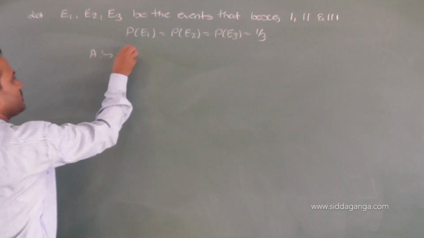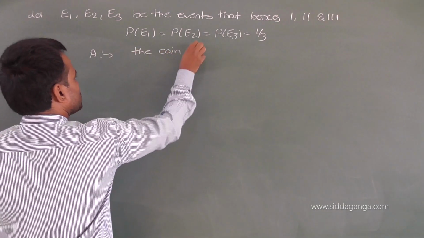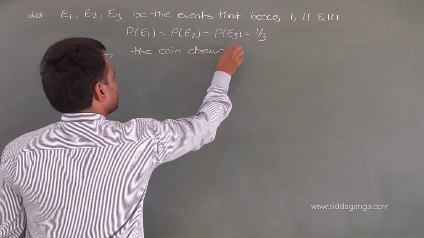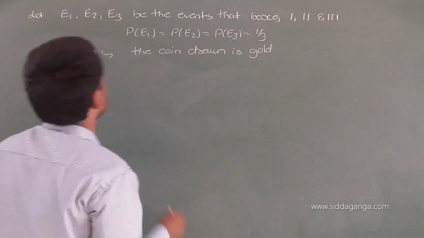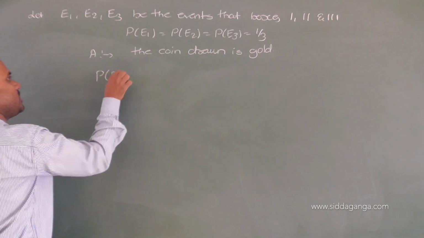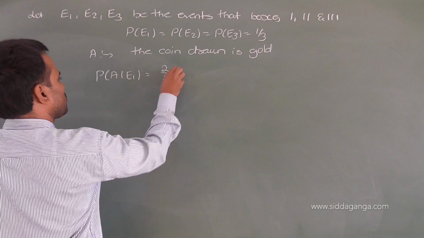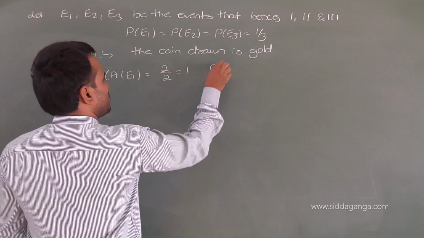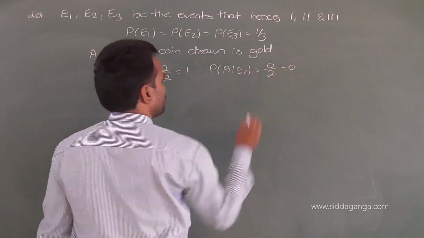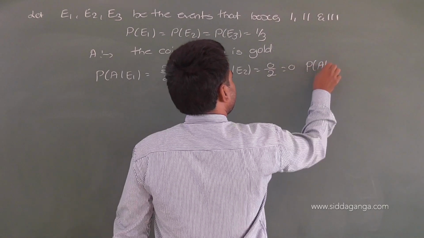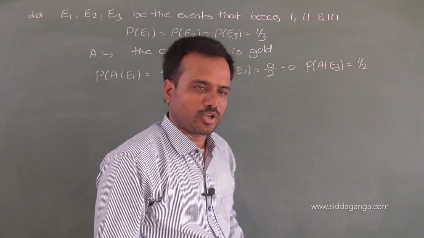Let A be the event that the coin drawn is gold. So, probability of A given E1: 2 coins are gold, so it is 1. Probability of A given E2 is 0 by 2, so the answer is 0. Probability of A given E3 is 1 by 2, because there is 1 silver coin and 1 gold coin.